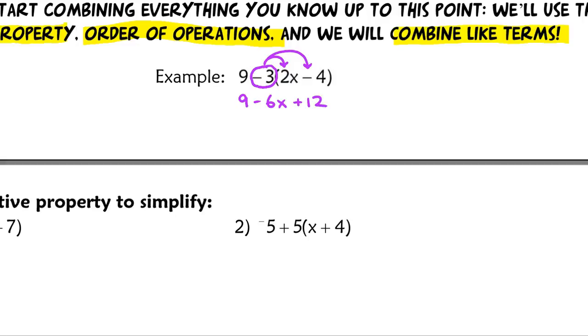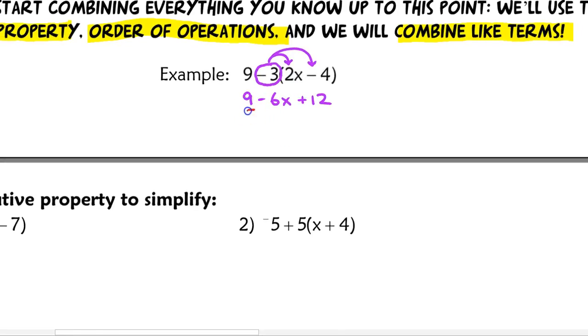Now I can go ahead and I'm going to combine like terms. Now remember, when you combine like terms, they have to be the exact same variable and exponent. Well, this 9 doesn't have a variable, it's a constant, and so is this 12. So we're going to combine 9 and 12 together to get 21. Now instead of writing this as 21 minus 6x, I have to make sure that I keep that 6x term out in front. So I'm actually going to switch the order here.